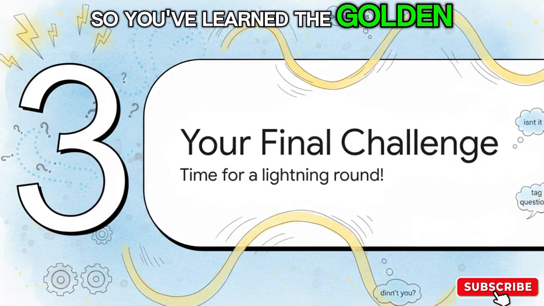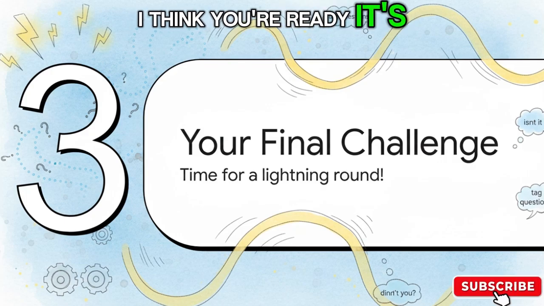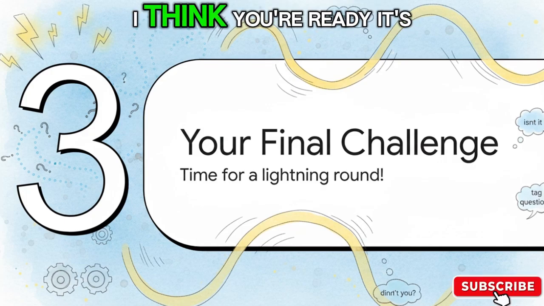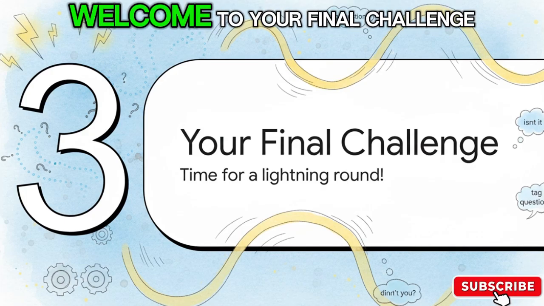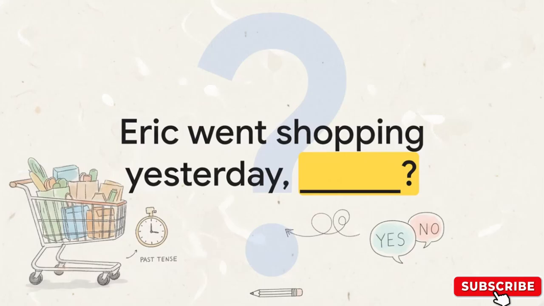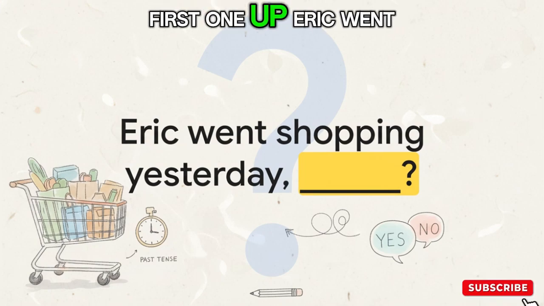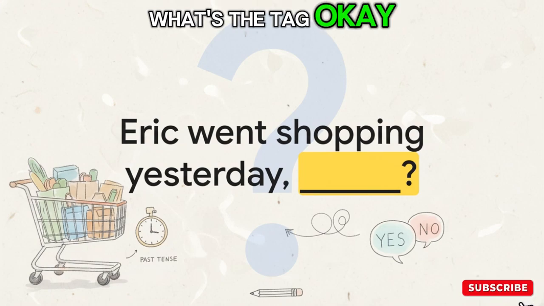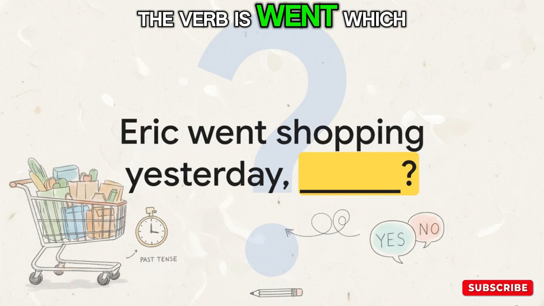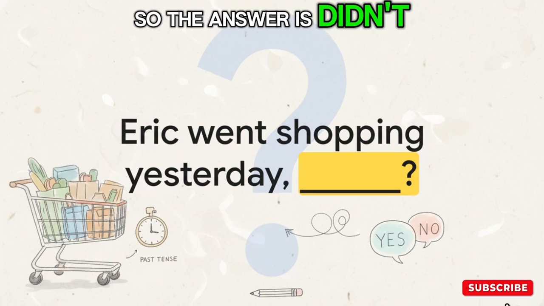So you've learned the golden rules, you've seen the weird exceptions. I think you're ready. It's time to put it all together and see what you've learned. Welcome to your final challenge, a lightning round. Ready? First one up. Eric went shopping yesterday. What's the tag? Okay, the verb is went, which is past tense. So the answer is, didn't he?